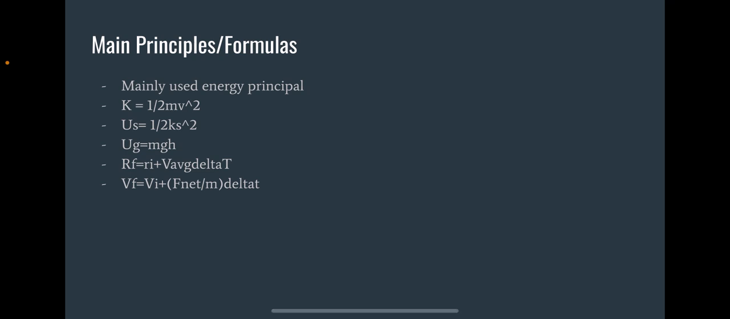The main principles and formulas we used involve energy, including kinetic energy, which is K equals 1/2 mv squared. Spring potential energy is 1/2 ks squared. Gravitational potential energy is mgh. We also used the position update formula, as well as the velocity update formula for the model using VPython.